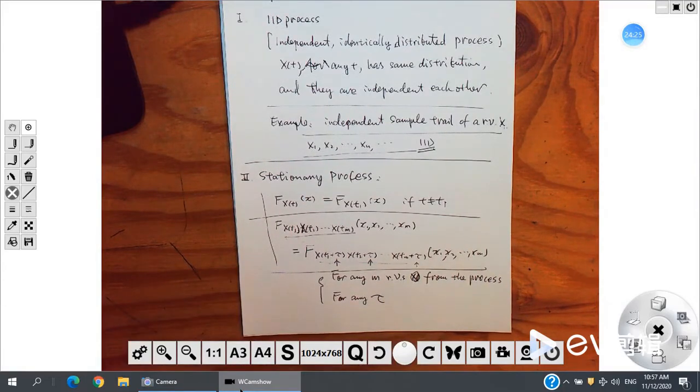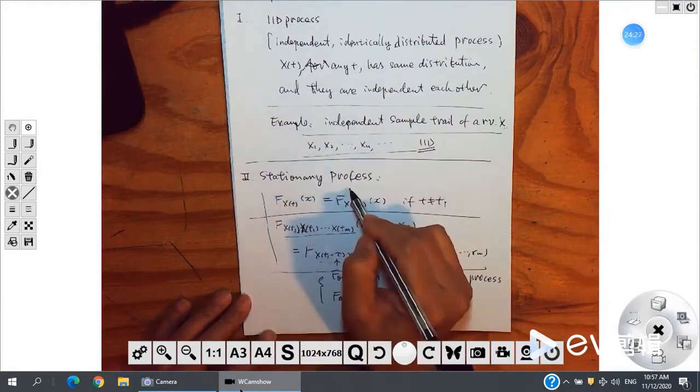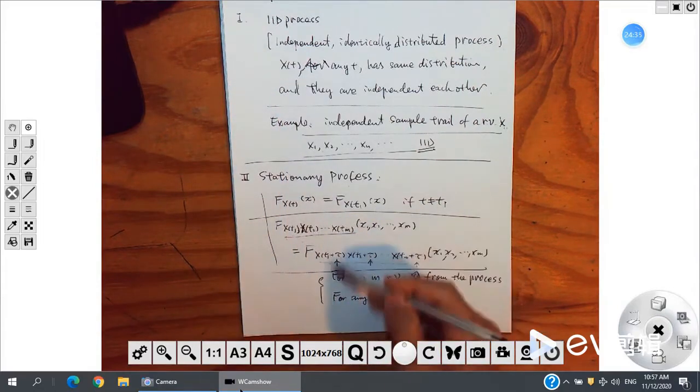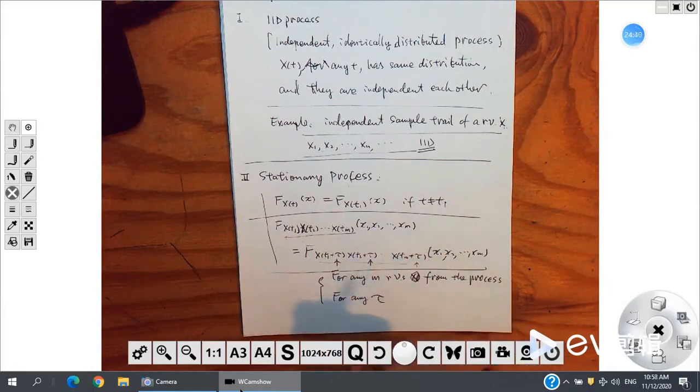You can see IID is a special case of stationary process, but the stationary process contains more processes than IID, because this one can be used for some processes that are not independent of each other. They are dependent on each other.